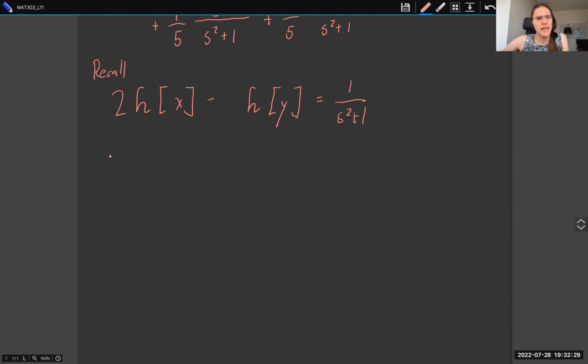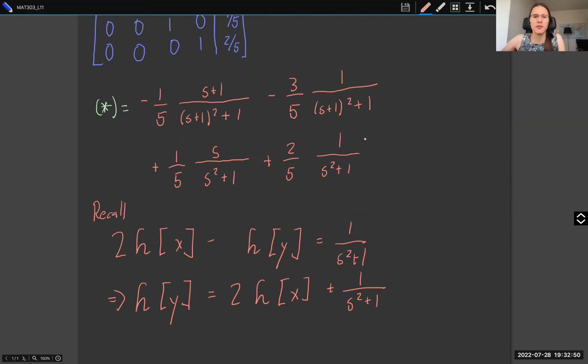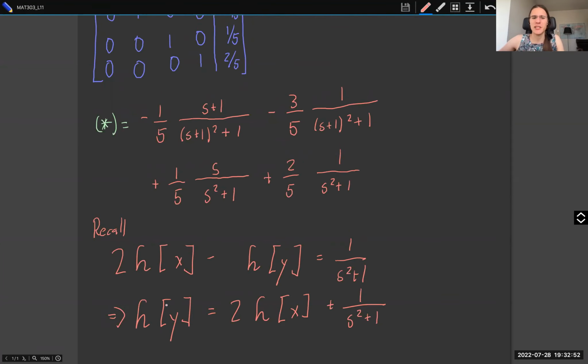So that means that the Laplace transform of y is equal to twice the Laplace transform of x plus 1 over S squared plus 1. And that's already partial fractions expanded. So I don't have to repeat this process again. So I know what the Laplace transform of y is as well. And then I guess I can just copy all of this.